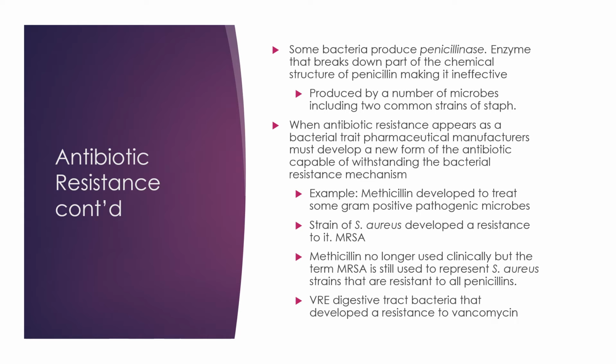An example is methicillin. It was developed to treat some gram-positive pathogenic microbes. A strain of Staph aureus developed a resistance to it, and we know that as methicillin-resistant Staph aureus, or MRSA. Methicillin is no longer used clinically, but the term MRSA is still used to represent the Staph aureus strains that are resistant to all penicillins. And we also have vancomycin-resistant enterococci. So this VRE, a digestive tract bacteria, has developed a resistance to vancomycin, which is commonly used in surgery as well.